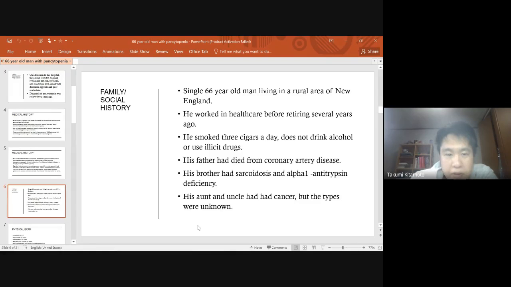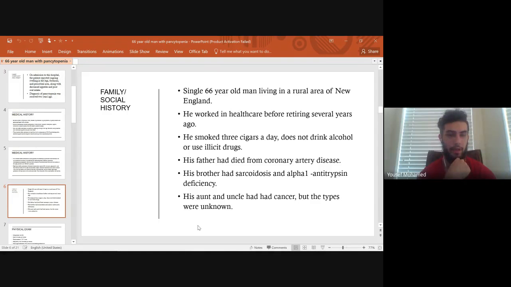So when we look at the family and social history, we see a single 66-year-old man living in a rural area of New England. He worked in healthcare before retiring several years ago. This patient does not drink alcohol or use any illicit drugs, but he does smoke 3 cigars a day. His father died from coronary artery disease, and his brother had sarcoidosis and alpha 1 antitrypsin deficiency. He also had an aunt and uncle who had cancer, but the types were unknown.